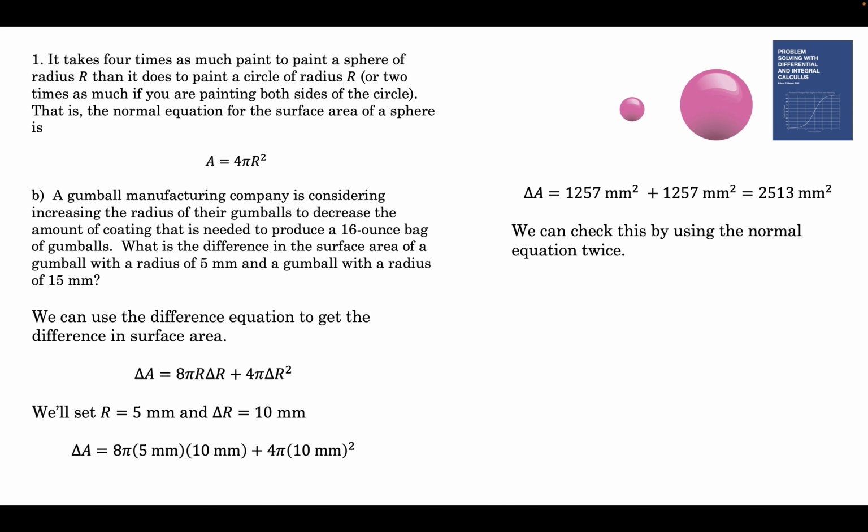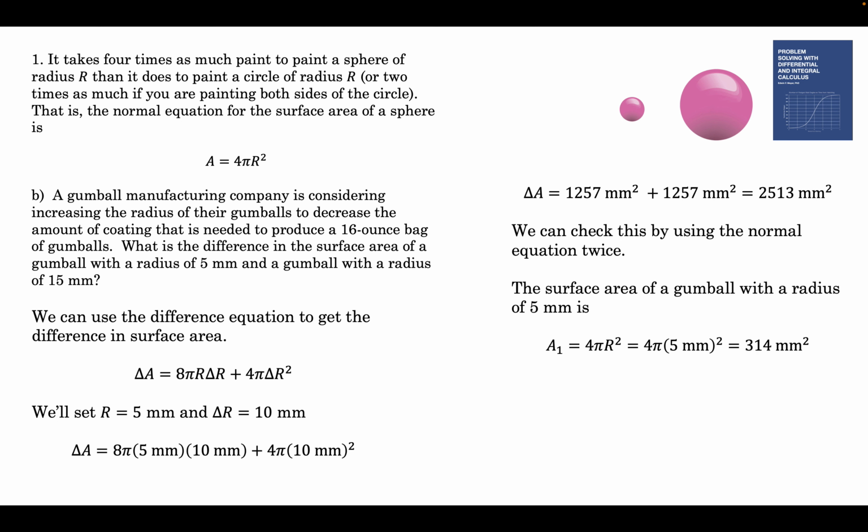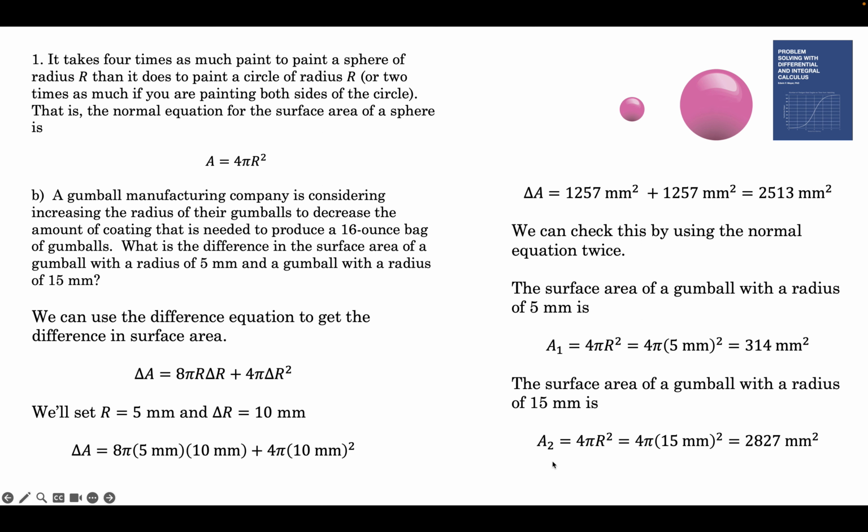We can check it. It's easy to check it because we have the normal equation. So the surface area of a gumball with a radius of 5 millimeters is 4 pi times 5 millimeters squared. That's about 314 square millimeters. Surface area of a gumball with a radius of 15 millimeters. All we do is plug in 15 millimeters to the normal equation. We get 2827. We subtract these two to get the difference, and it's 2513, as we expected. We got the same thing with the difference equation. It's right here. Use the normal equation twice, subtract the results, 2513 square millimeters.